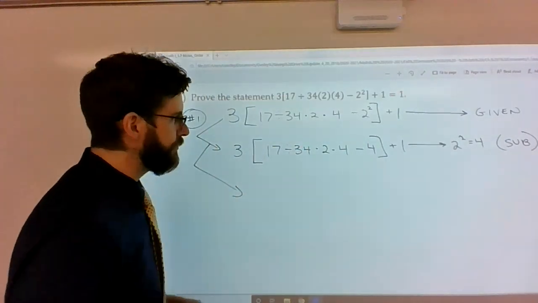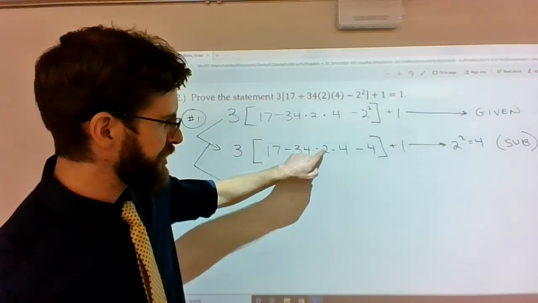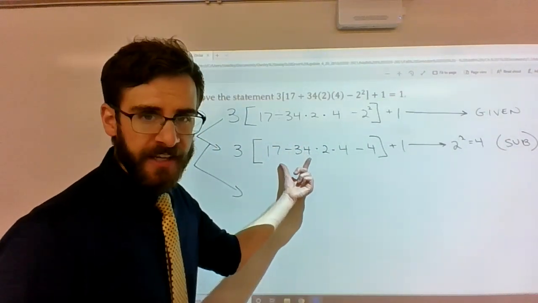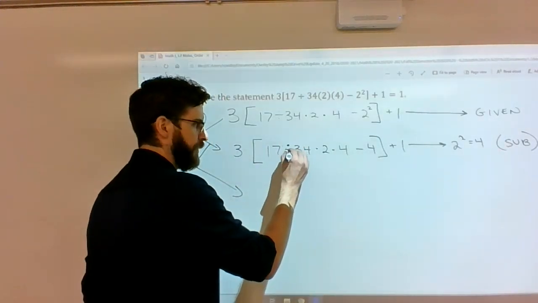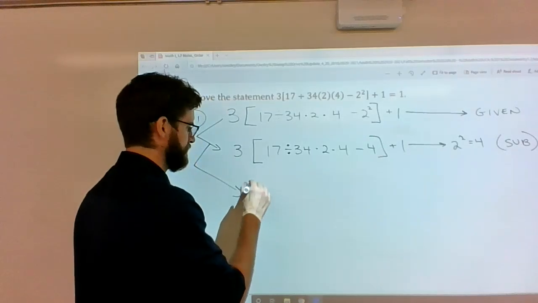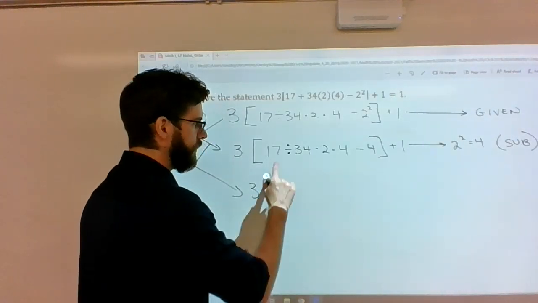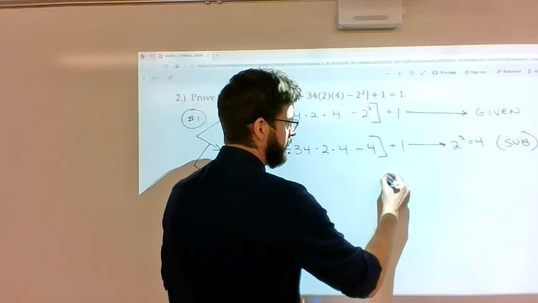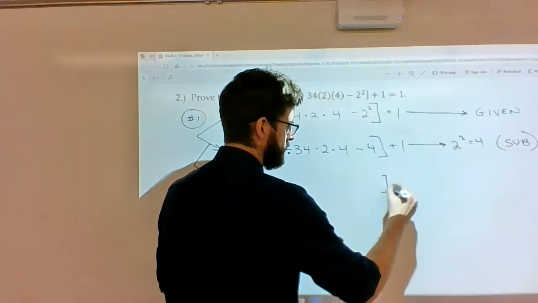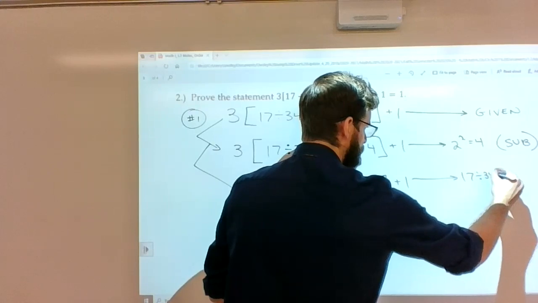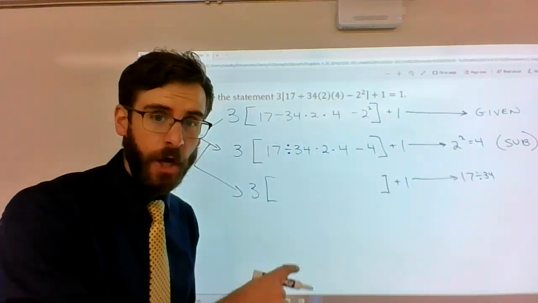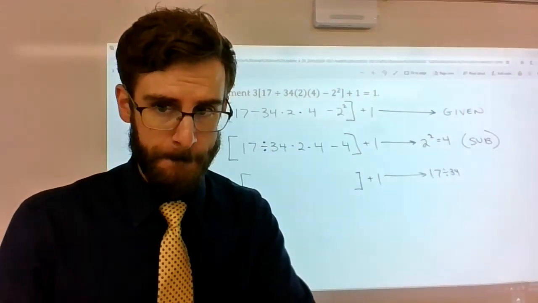All right, next move. I see division, multiplication, multiplication. I'm going to deal with that division and turn it into a fraction first. So hopefully you guys can see that it is division. So I might have to do the work over here first. 17 divided by 34 is the same as 17 over 34 as that fraction.